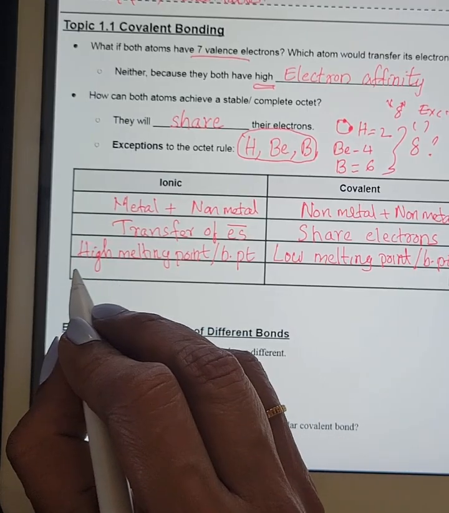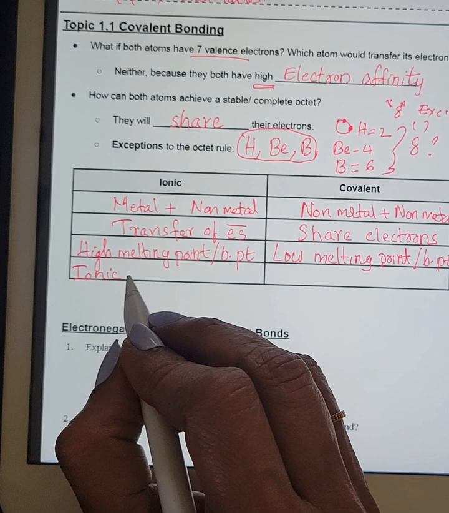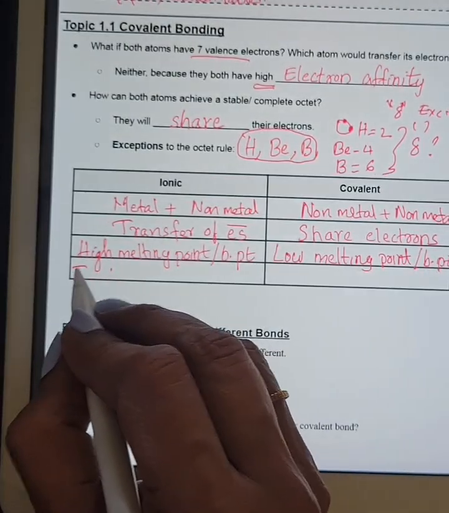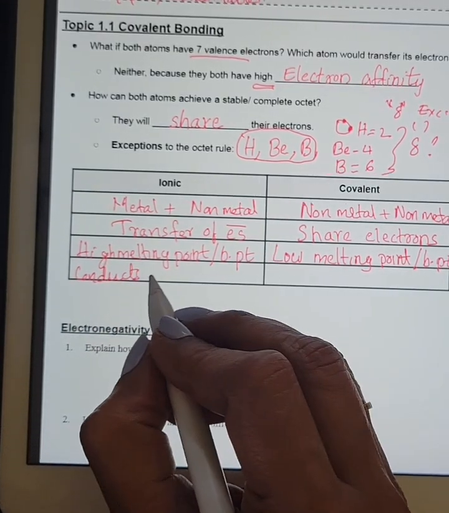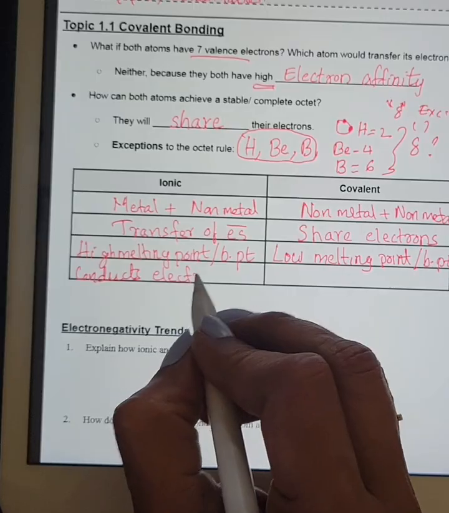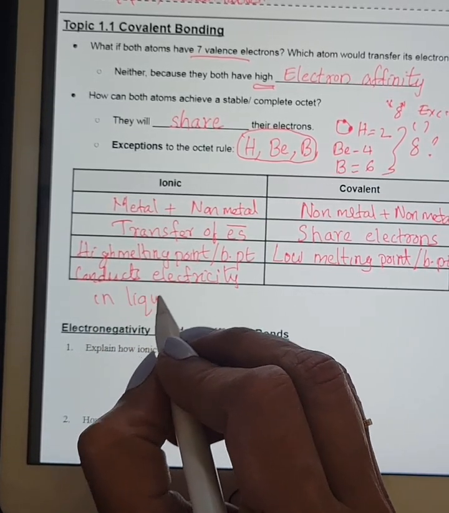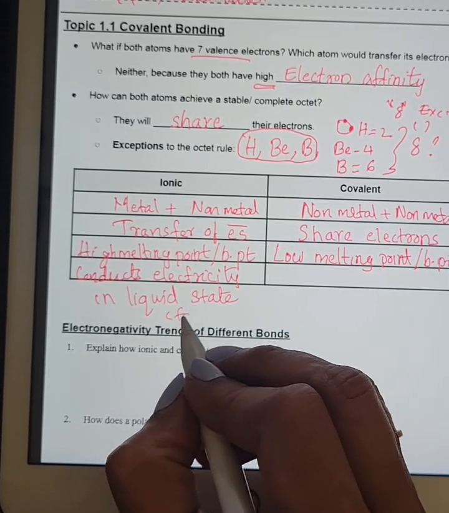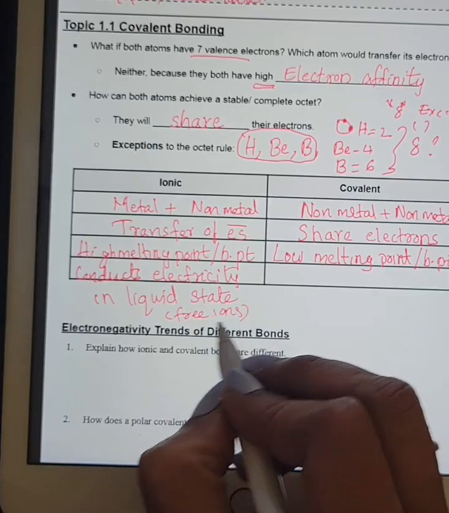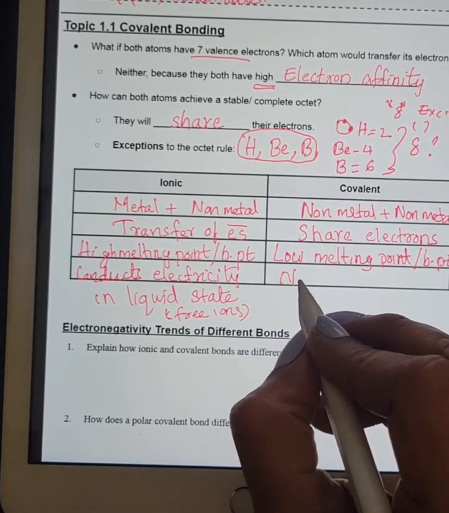Then conductivity, which we already learned. Ionic compounds conduct electricity only in the liquid state. When they dissolve or melt, they will conduct electricity because of what? Free ions. But covalent compounds never conduct electricity.